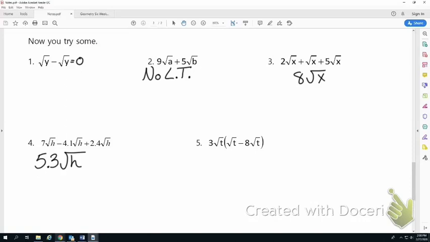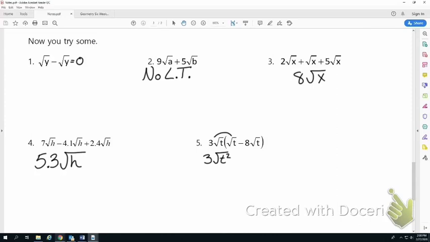times the square root of h. Okay, so now looking at 5, 5 is starting to combine operations. So you've got distribution, and then you got subtraction. So first thing I'm going to do is this right here. 3 square roots of t times the square root of t. What is 3 times 1? Okay. What is t times t?